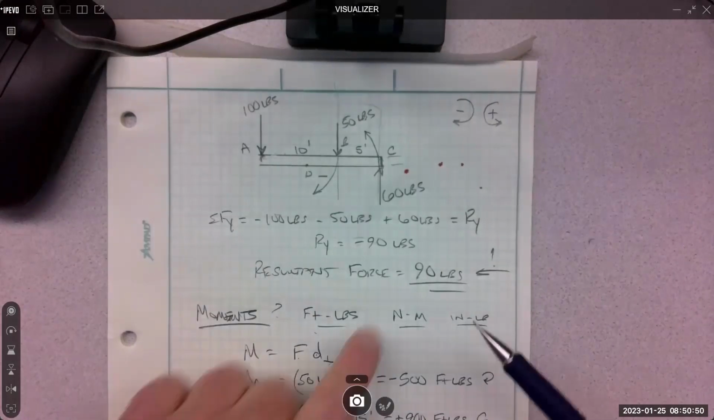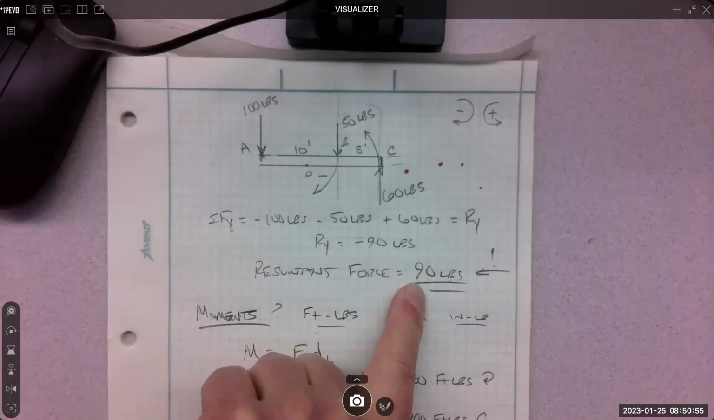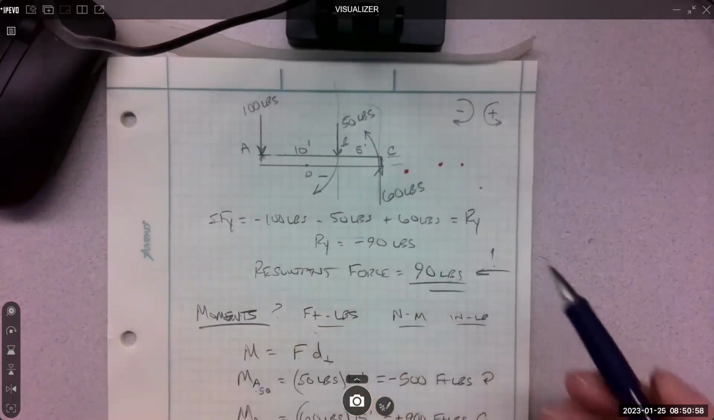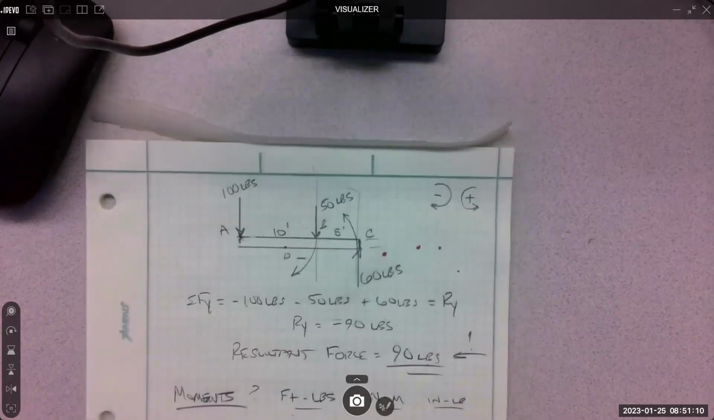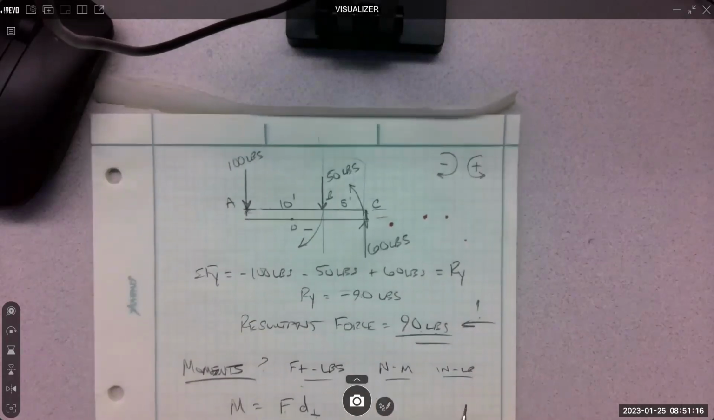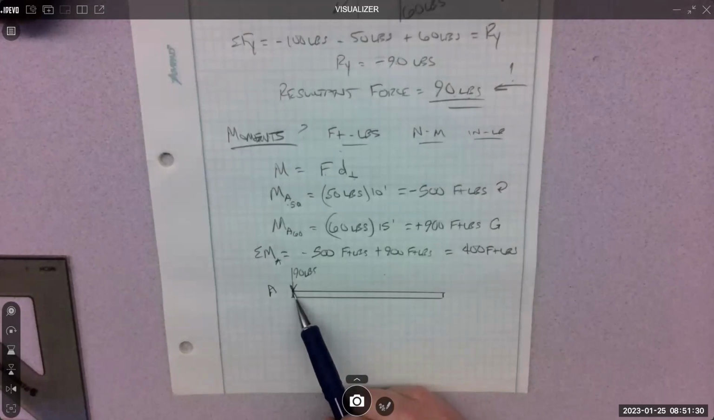And I know the resultant. It's that magnitude, 90, because I just added up all those X's and Y's and came up with R, right? So 90 is my resultant. Here's my beam again. Here's my point A. And which way did 90 go? Negative. So which way is that? Down. Thank you. And where'd I do my moment at? A. So that's where I place it. I put my 90 pounds at A.